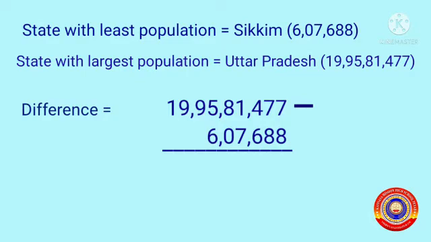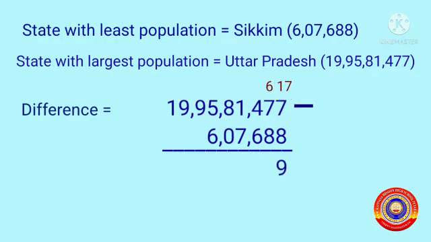First of all, subtract the numbers in the ones place. We have to subtract 8 from 7. We can't subtract 8 from 7. Then borrow from the next number in the tens place. Then 7 will become 17 and the number in the tens place, 7, will become 6. Then 17 minus 8 is equal to 9.